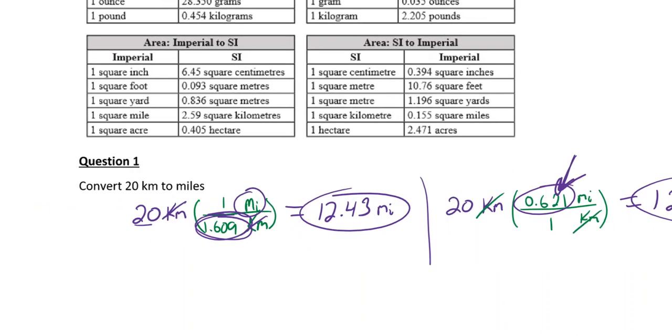All right, next one. Convert 27 inches to centimeters. So I'll start you guys off. We're going to say 27 inches. You're going to multiply it by something. So make your brackets. And then I'm going to let you guys try.